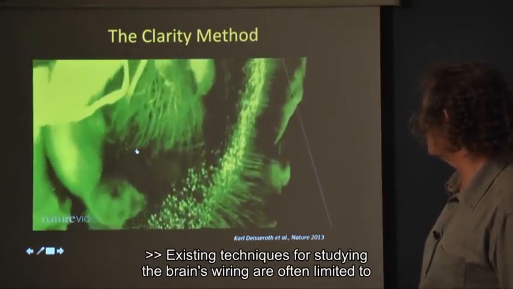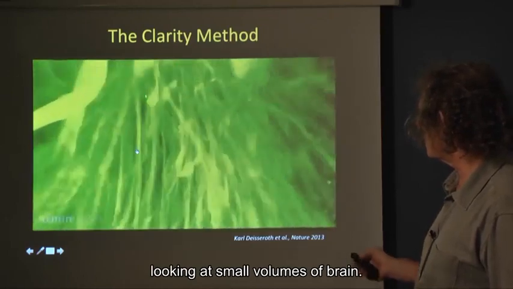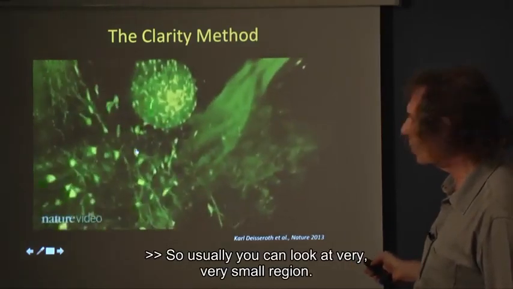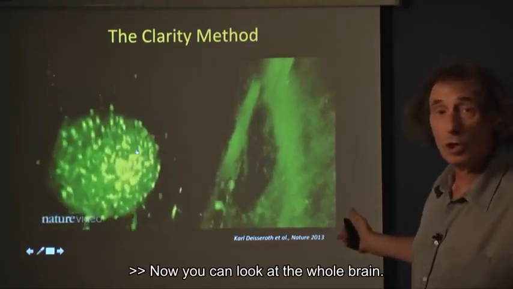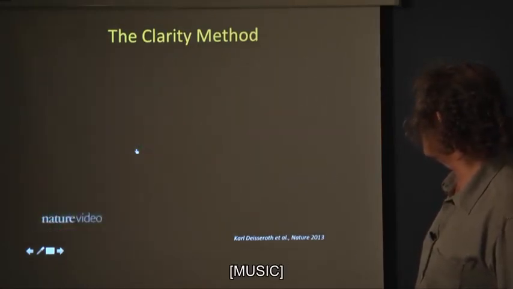Existing techniques for studying the brain's wiring are often limited to looking at very small volumes of brain. So usually you can look at very, very small region. Now you can look at the whole brain. Clarity is that you can label lots of molecules in whole brains.